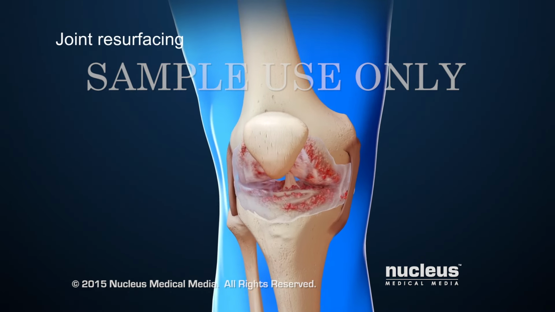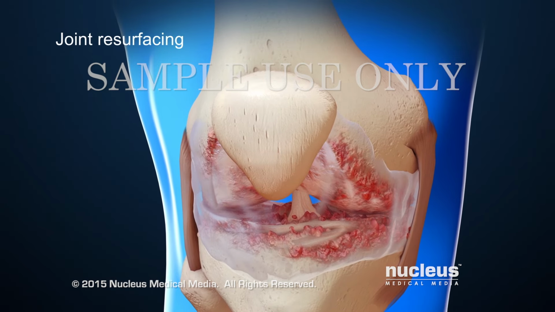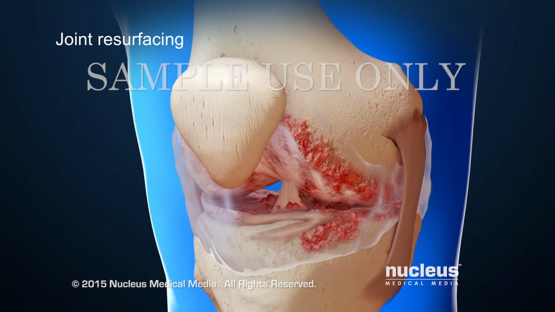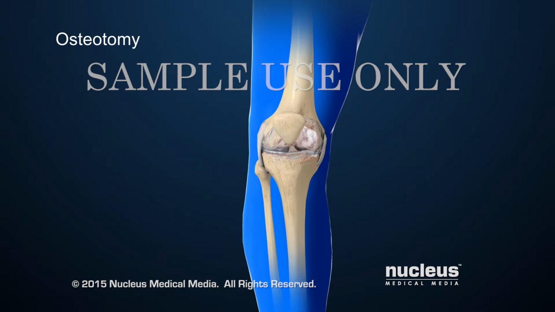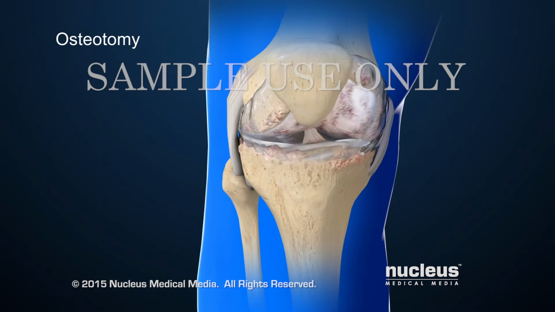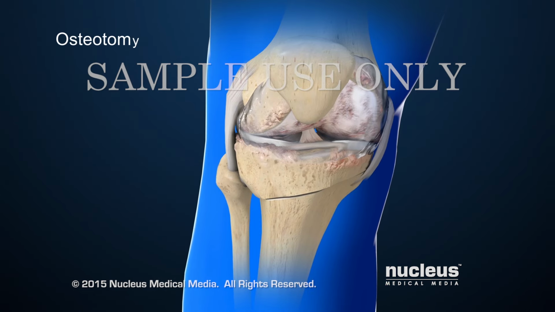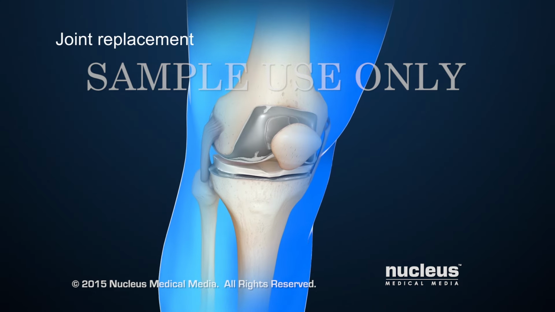For severe osteoarthritis, a doctor may recommend a surgical procedure, such as joint resurfacing, to remove loose bone or cartilage and bone spurs, or an osteotomy or bone removal may be recommended to realign deformed joints. In some cases, the arthritic joint may need to be replaced with an artificial joint.